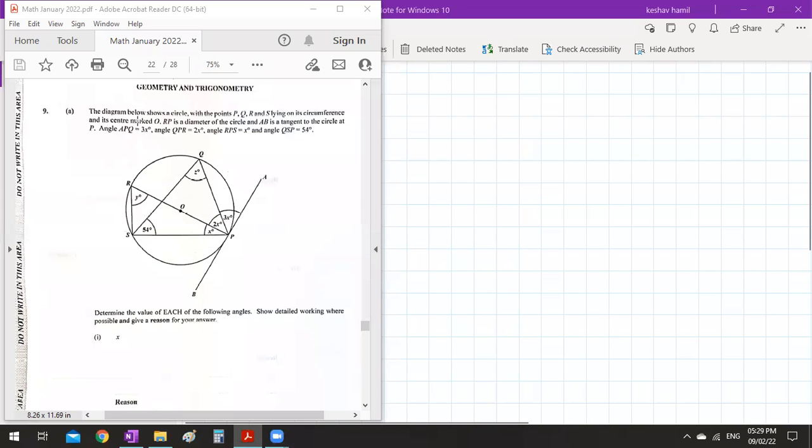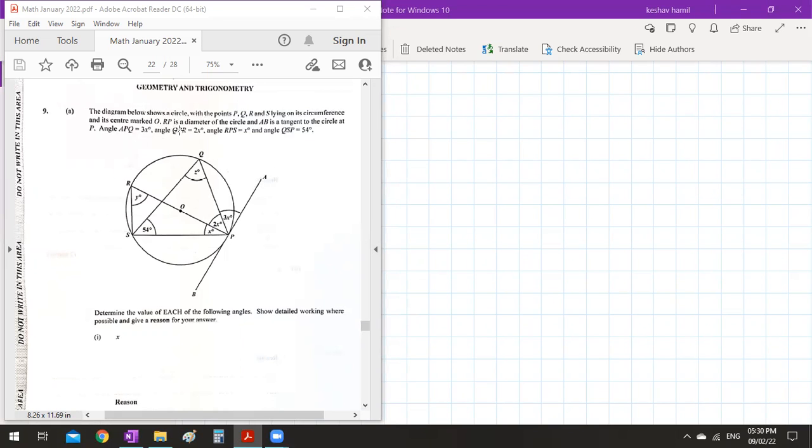So number 9, the diagram below shows a circle with the points P, Q, R, S on its circumference, and its center marked O. RP is the diameter of the circle, and AB is a tangent to the circle at P. So P is here.